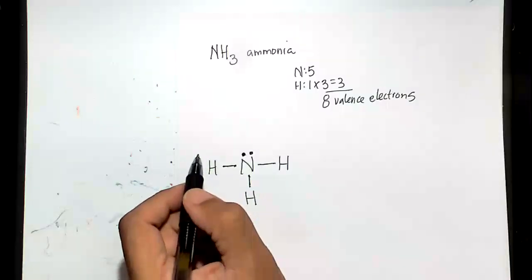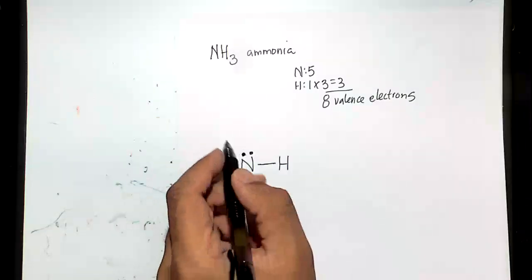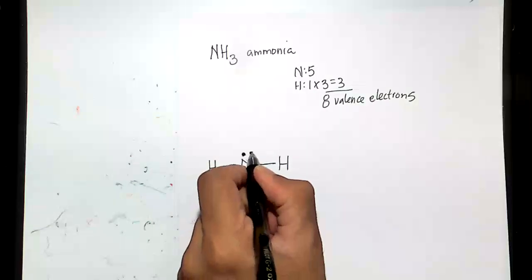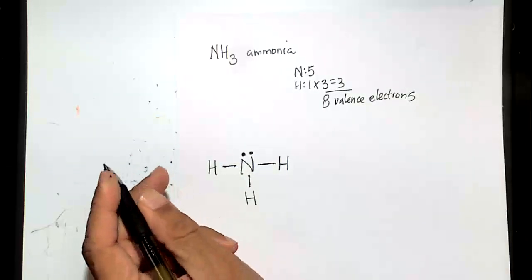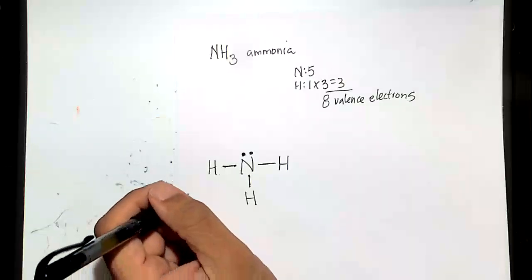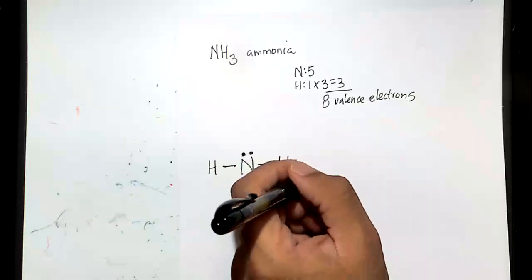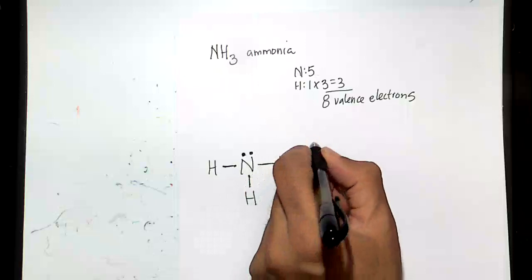Octet rule, 1, 2. Is that good for hydrogen? Octet rule for this nitrogen, 1, 2, 3, 4, 5, 6, 7, 8. Yes. All right. How many bonds and how many lone pairs? 3 bonds, 1 lone pair.